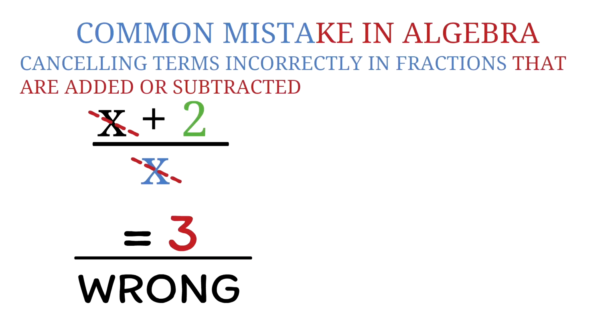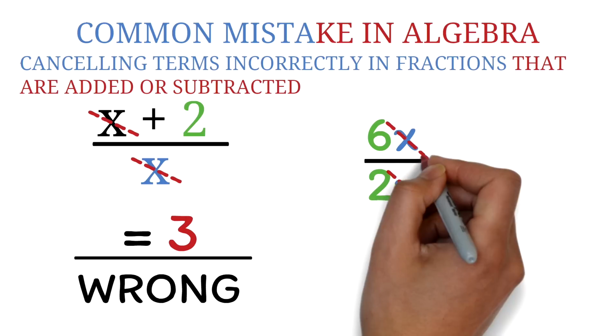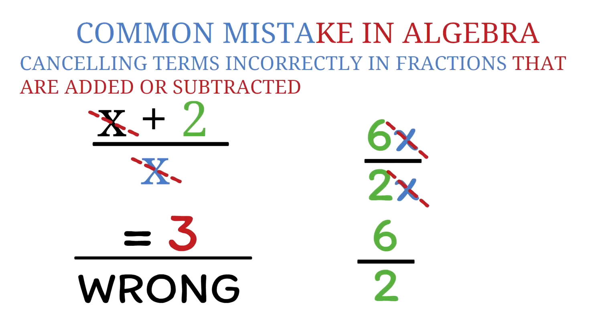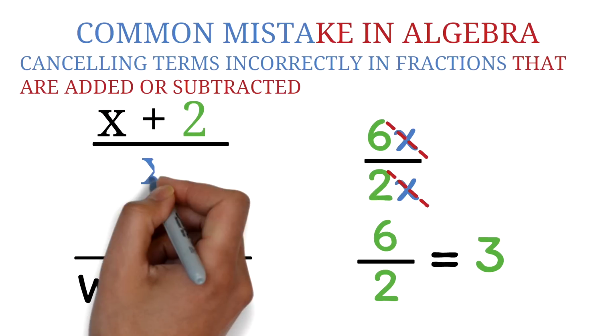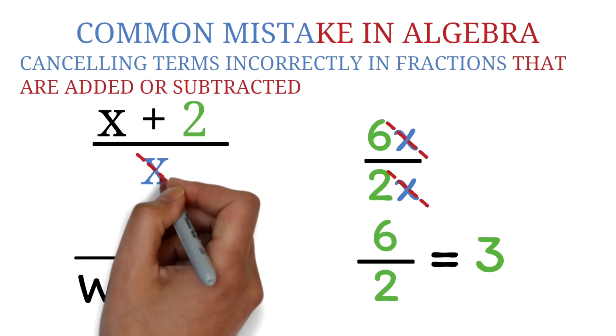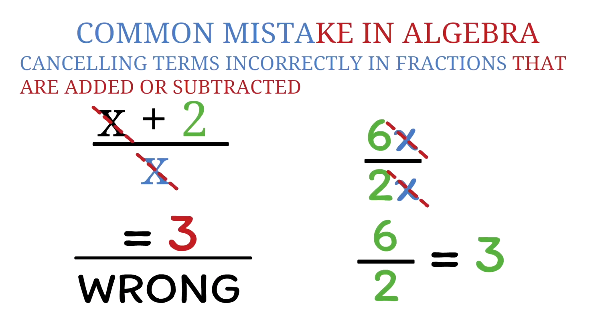Students make this mistake because they learn early on that when fractions have common factors, like 6x over 2x, you can cancel out the x to get 6 over 2, which divides to get 3. So when they see the expression x plus 2 all over x, they think they can also cancel the x because it appears in both the numerator and the denominator. But this way of thinking is wrong.